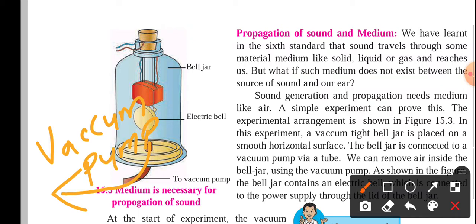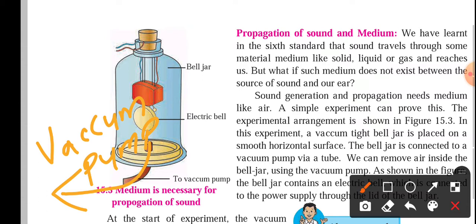Now the function of this vacuum pump is to suck out all the air present inside the gas jar. But this is not at the beginning. At the beginning, let the air be inside. Switch on the switch for the electric bell, and as the switch is on, the electric bell starts to ring. We can hear the sound of it.